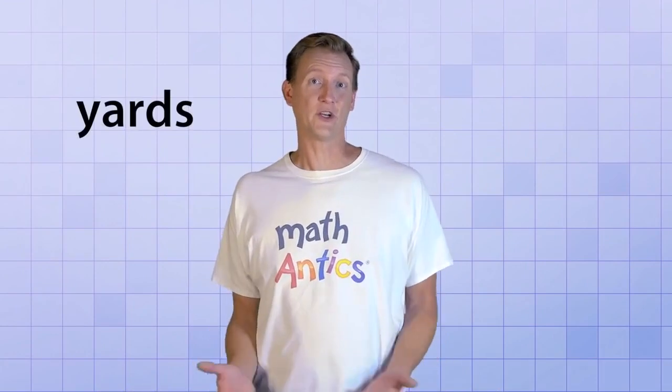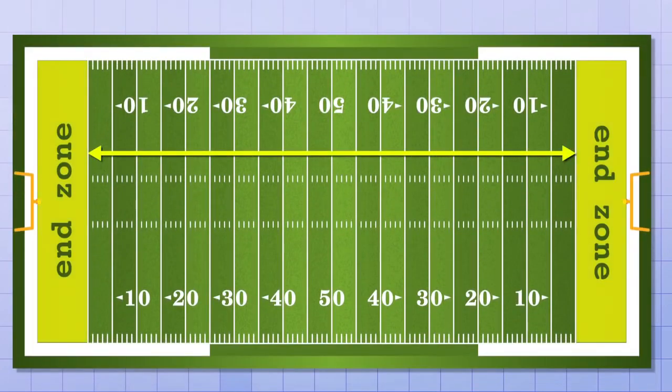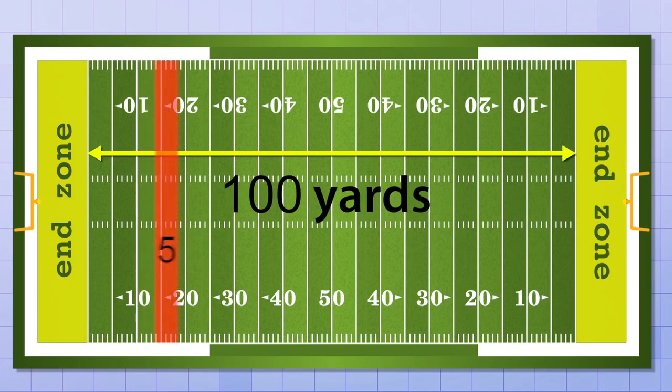In general, yards aren't used as often as feet, but one place where yards are used all the time is in American football. Between the end zones, an American football field is 100 yards long, and those 100 yards are divided into subgroups of 5 yards each.